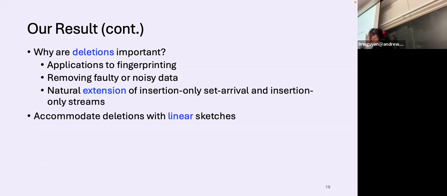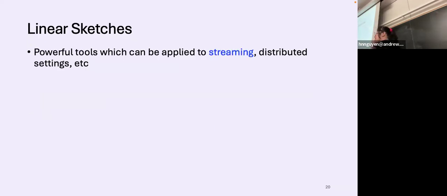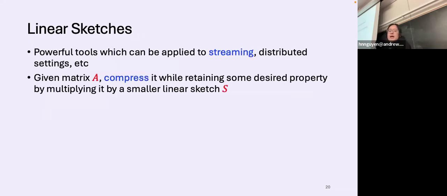All right, and how are we going to accommodate deletions? Well, we're going to do this with linear sketching. So what are linear sketches? These are pretty powerful tools that can be directly applied to turnstile streaming, which is the setting we're talking about here, but you can also apply it in a number of settings, including distributed settings.